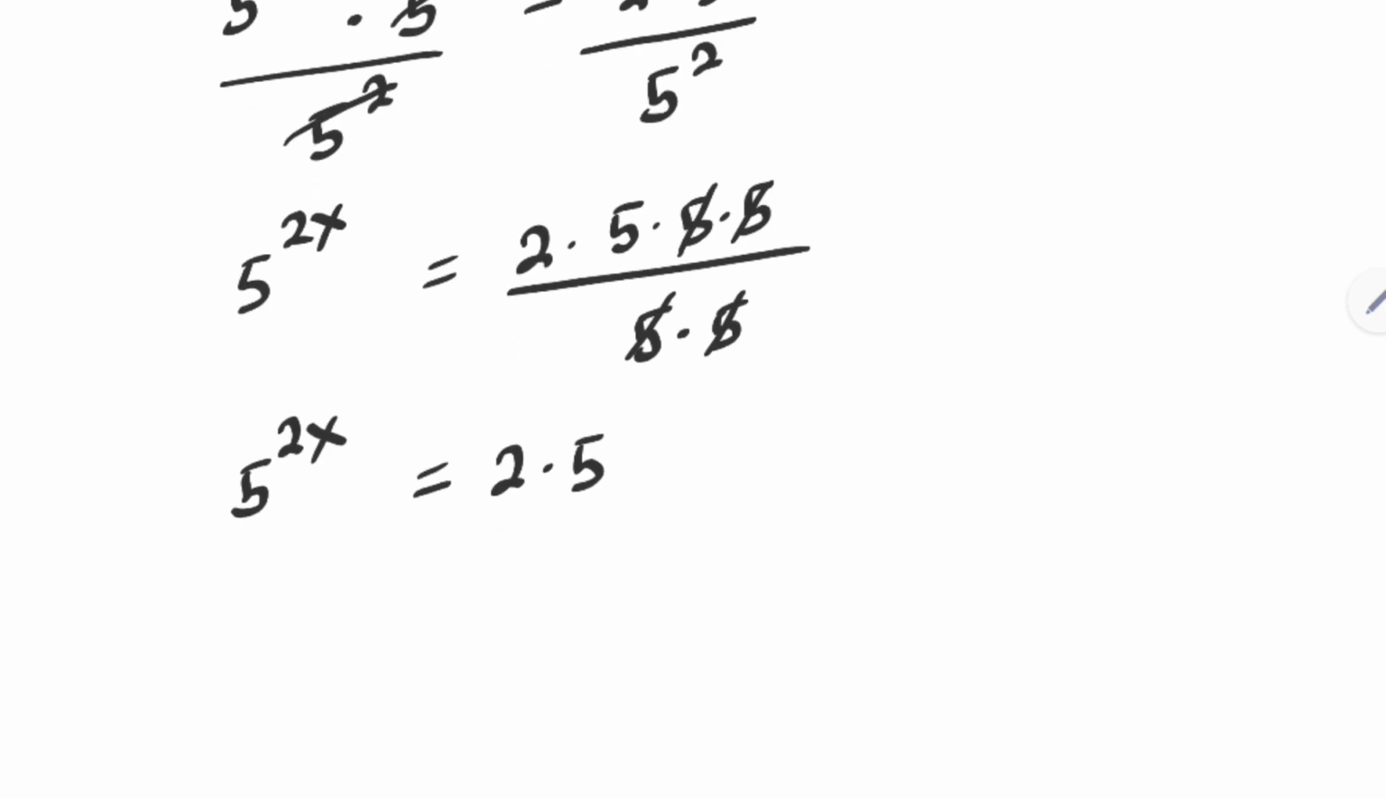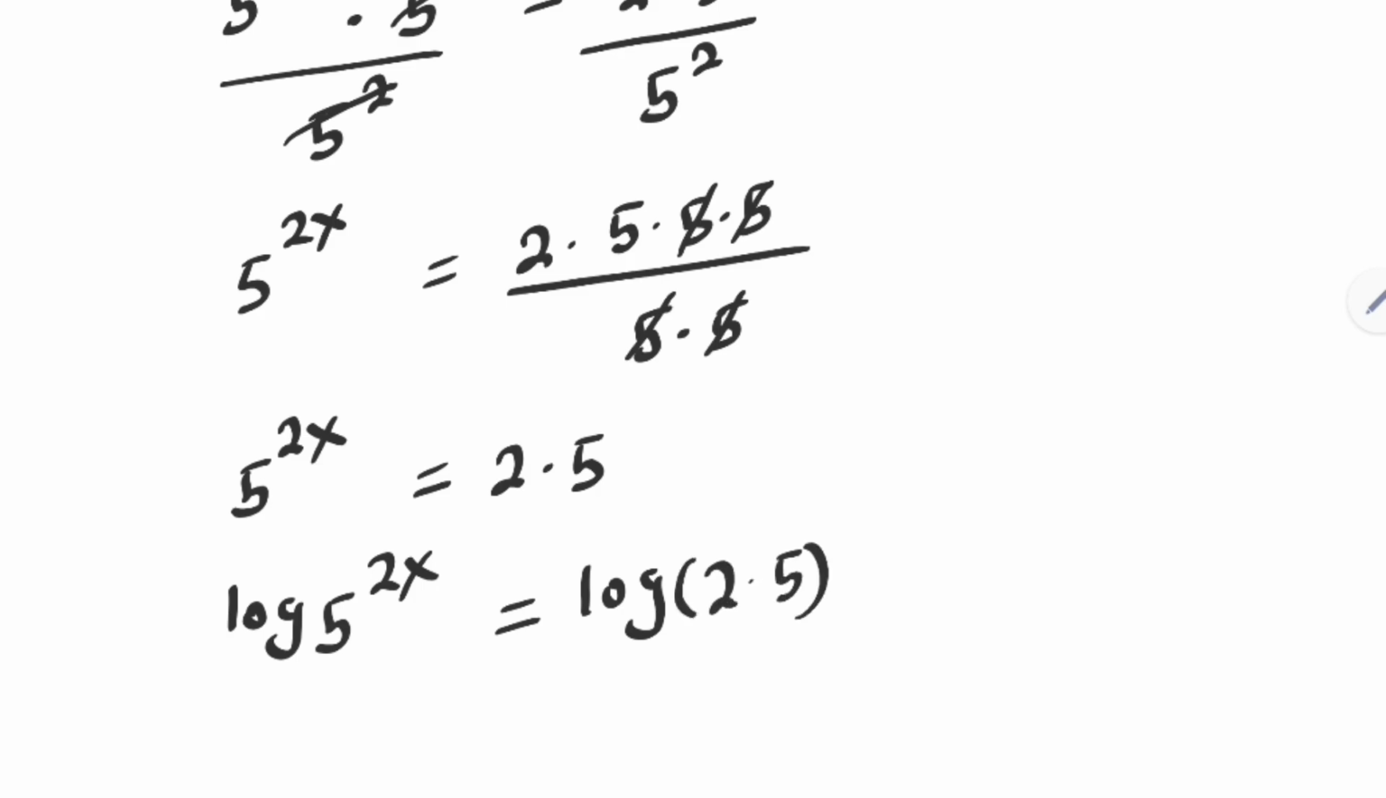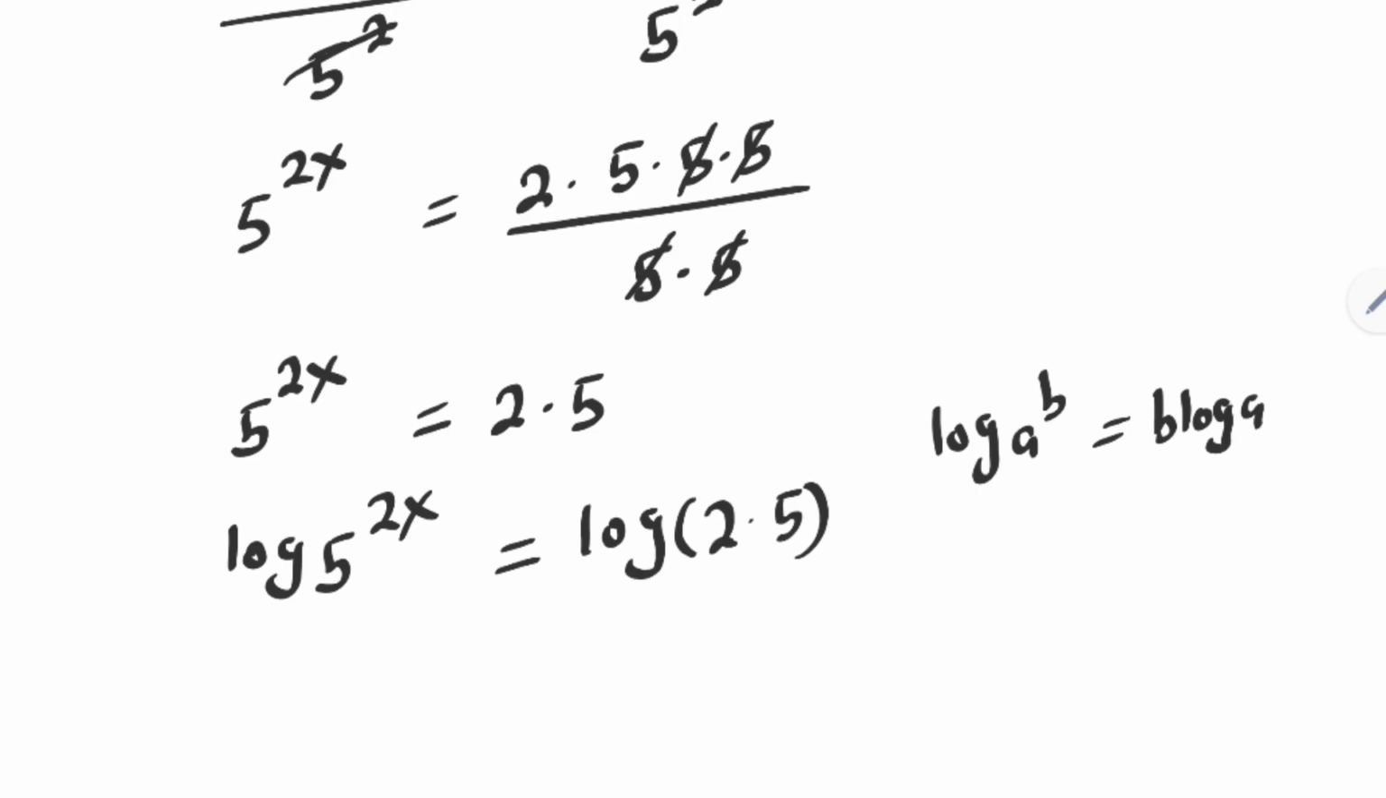Let us take the log on both sides of this equation. Log 5 raised to power 2x is equal to log 2 multiplied by 5. Then if you have log a raised to power b, this is equal to b log a. And if you have log a multiplied by b, this is equal to log a plus log b.